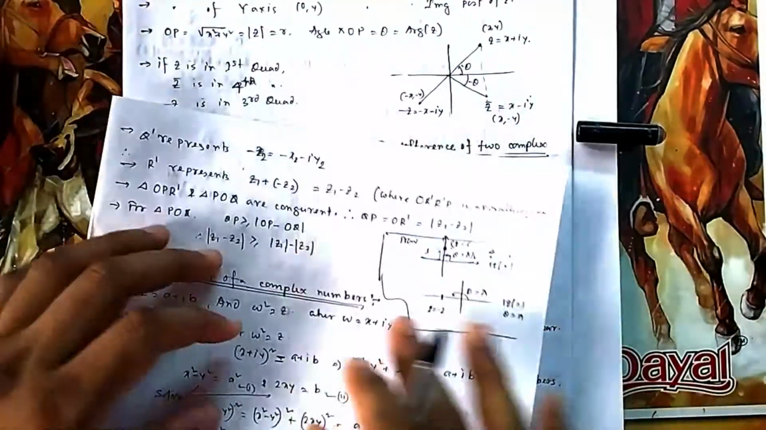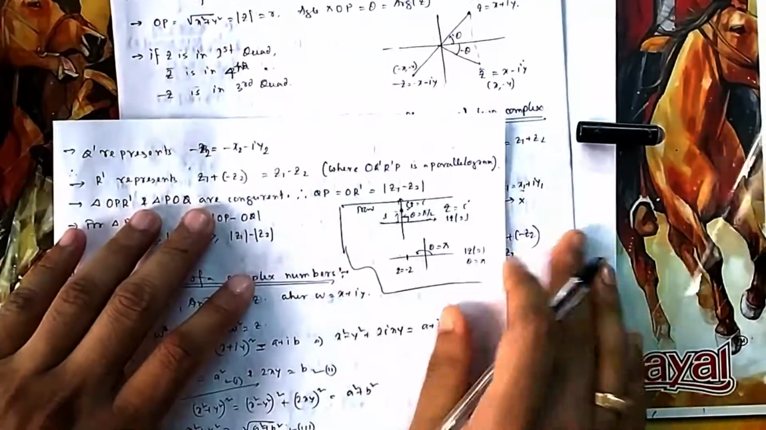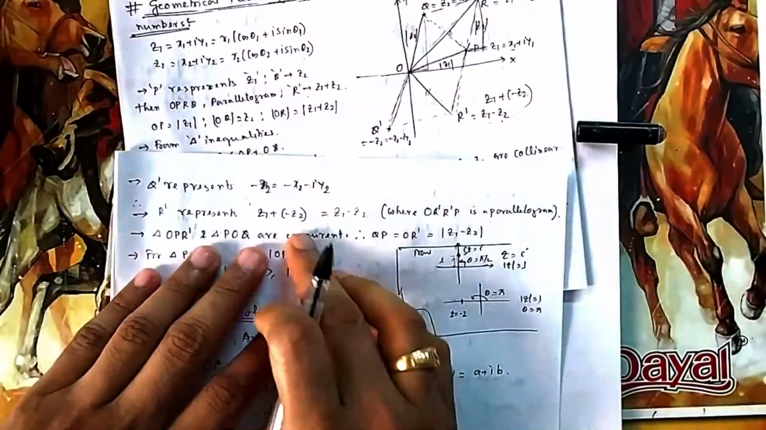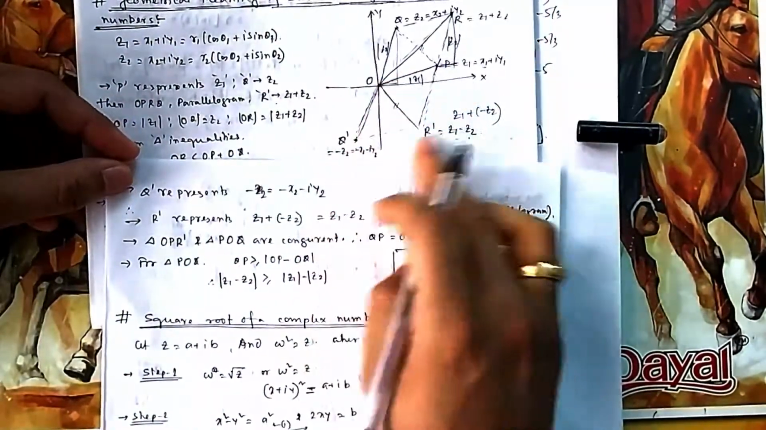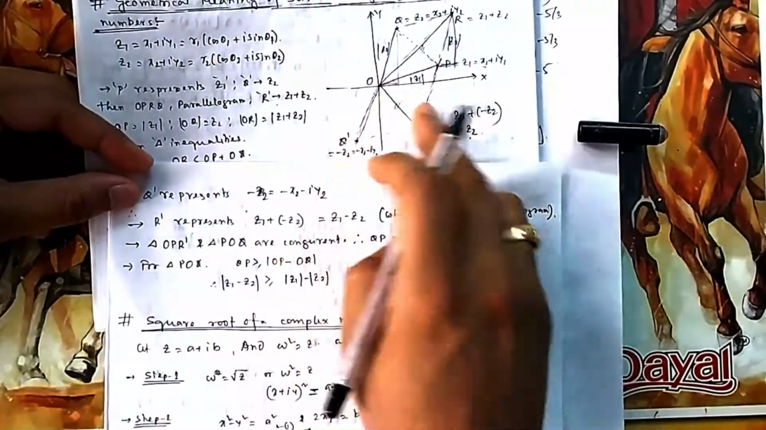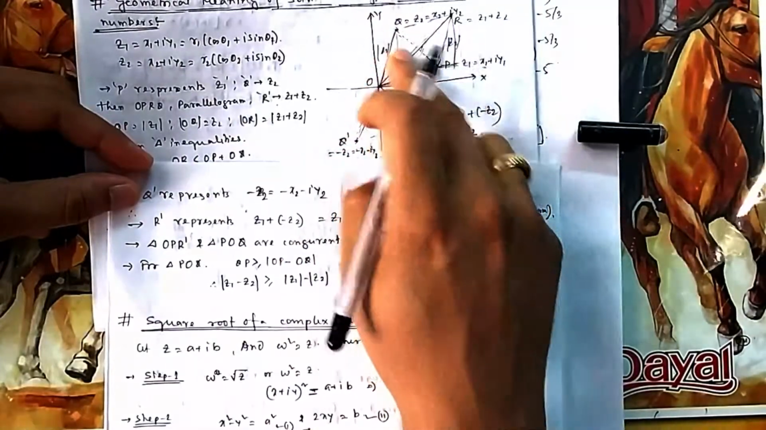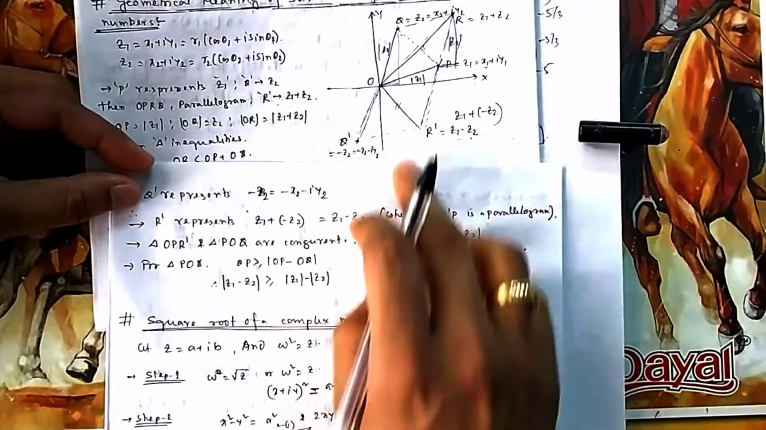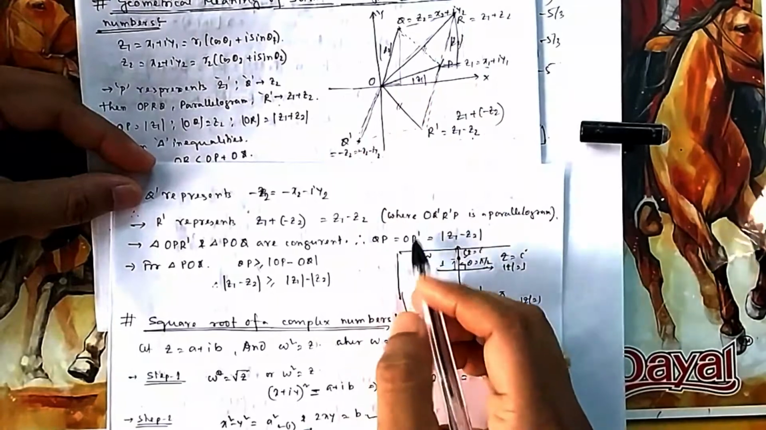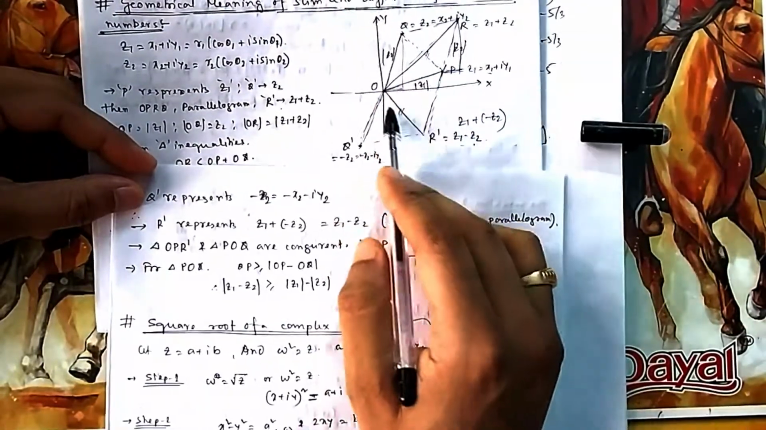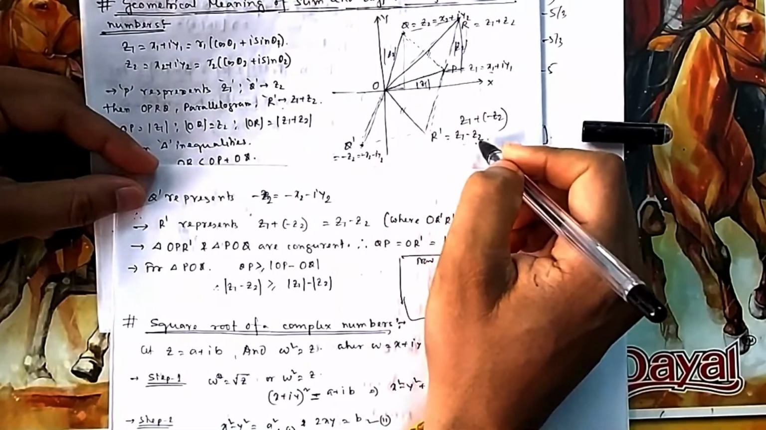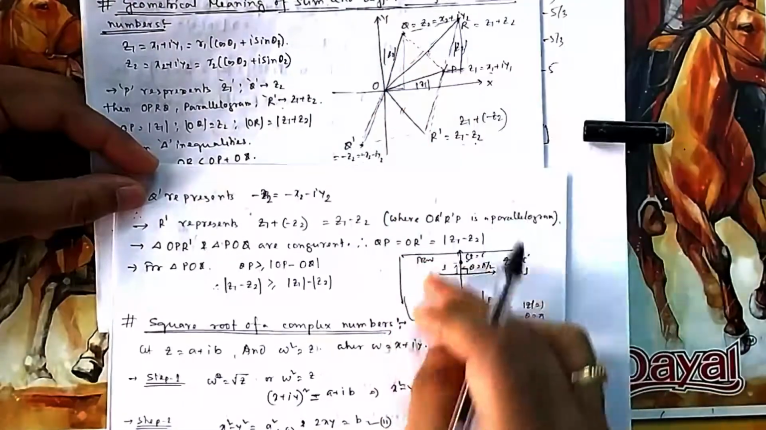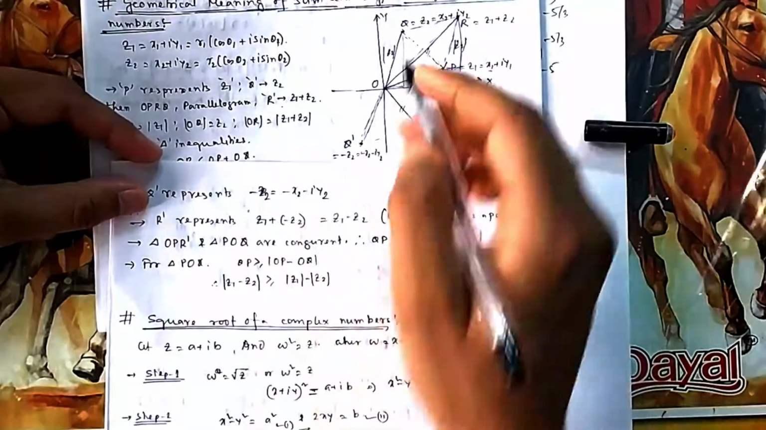So that is written here. Your R dash is represented by Z1 plus minus Z2, which is Z1 minus Z2, where OR dash, OQ dash, R dash P is a parallelogram. Now OPR dash and OQR are congruent. So therefore this line QP is equal to OR dash. Because this is equal to Z1 minus Z2, the magnitude of this one and the magnitude of this one remain the same. So again, this is a triangle.